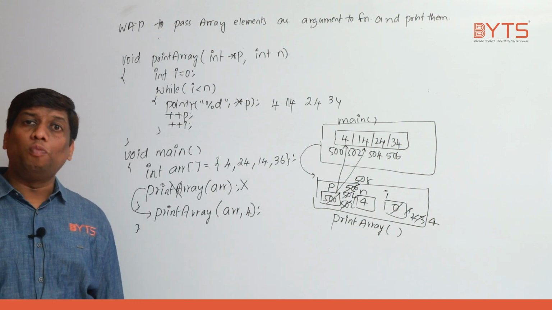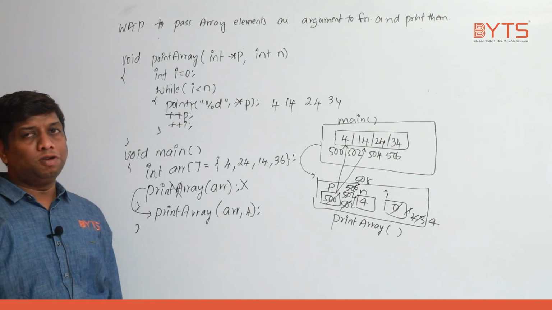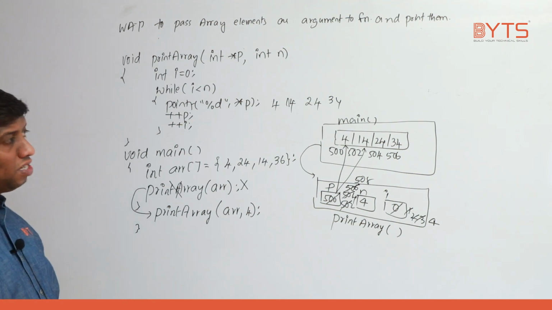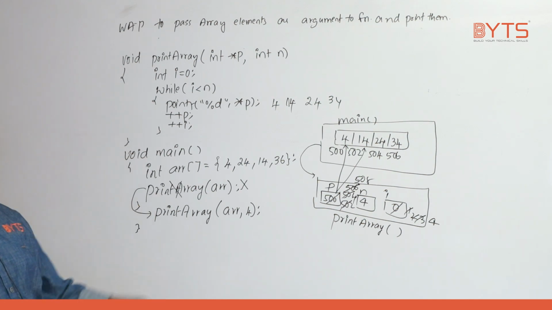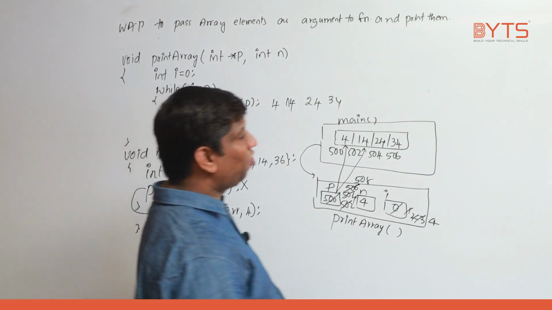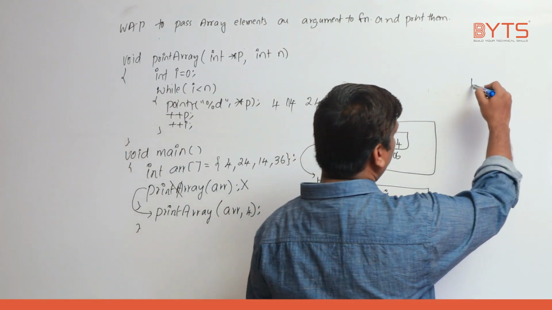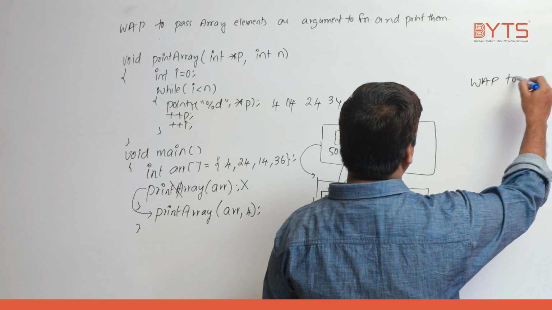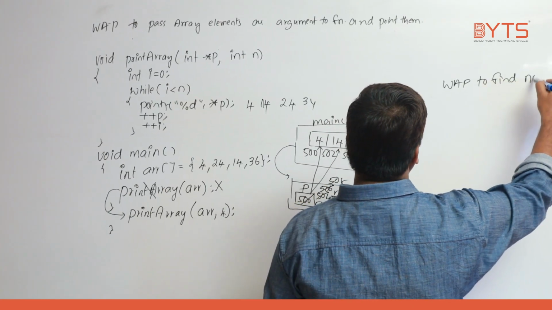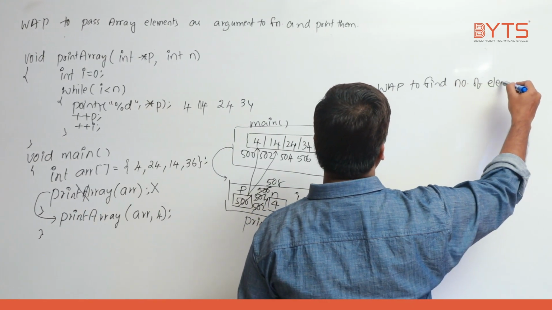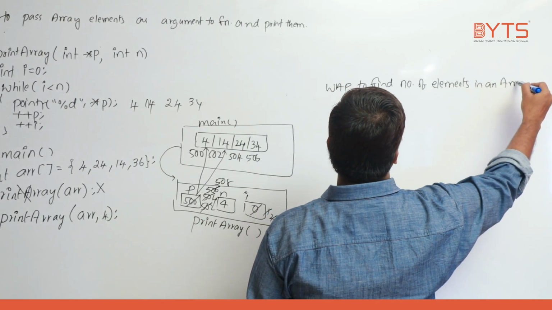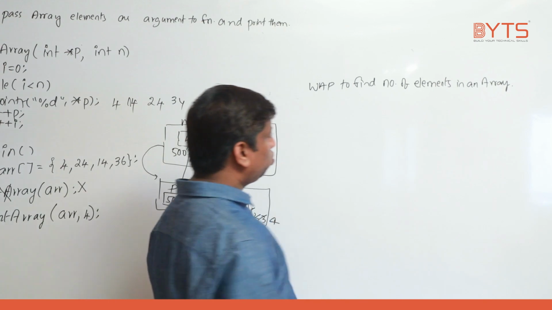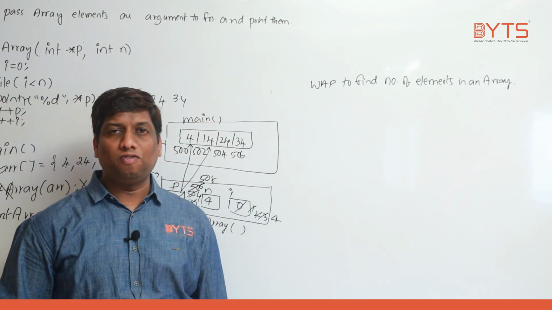But we really don't know how many elements are there in the array, right? So that is the reason we need to have a standard formula. Now the question is what? We need to find number of elements in an array, right? Write a program to find number of elements in an array.